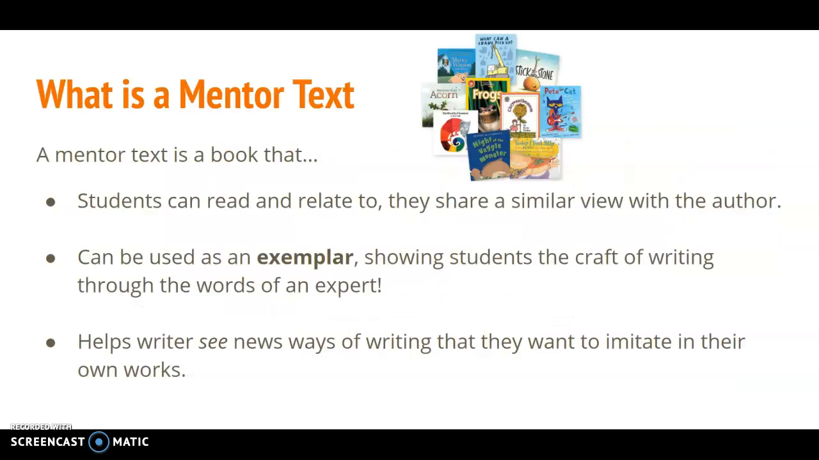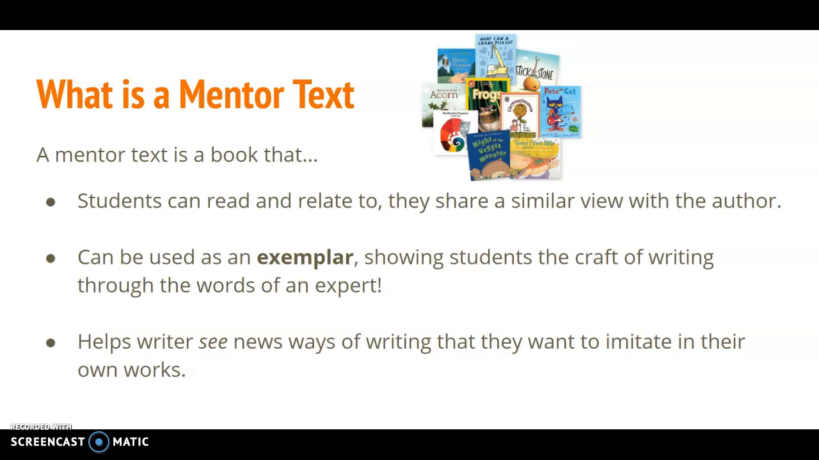Our book started off talking about what a mentor text is, which is something that we've kind of delved into for our own course. A mentor text is a book that students can read, meaning that they can comprehend all of the information or most of the information in the book, but it's also a book that they relate to. It's something that they share an interest or view with the author, and they can see themselves in the text.